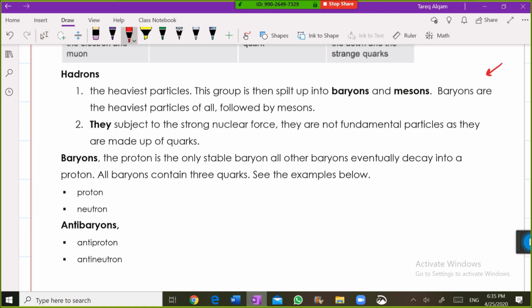الهادرونز, guys, the heaviest particles, these things that will be asked about, split up to baryons and mesons. They are subject to the strong nuclear force, and they are not fundamental particles. هلا I will not go into details about what is meant by strong nuclear force or weak nuclear force, because it's not in our syllabus. But we have to know this as a basic thing. And hadrons are subject to a strong nuclear force. They are not fundamental. They are the heaviest.